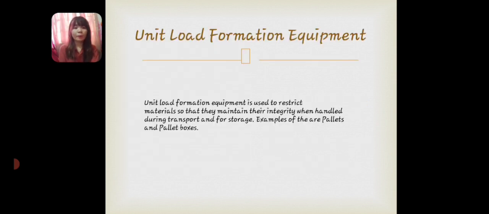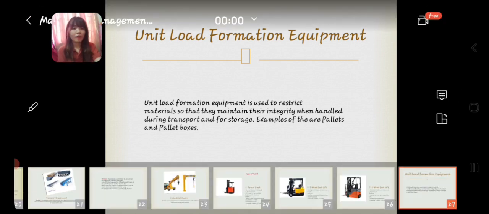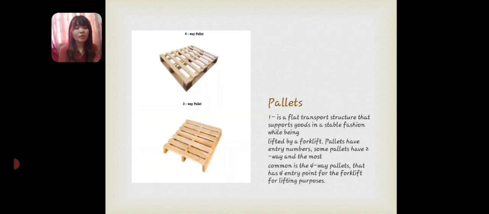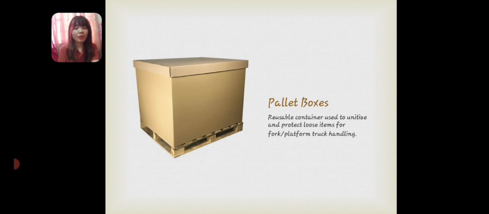Unit load formation equipment. It is used to restrict materials so that they maintain their integrity when handled during transport or for storage. Example dito yung pallets and pallet box. Next, ito yung pallets. A flat transport structure that supports goods in a stable fashion while being lifted by a forklift, pallets have entry points. Some pallets have two-way and the most common is the four-way pallet, with four entry points. Yan siya. At yung box, mas madalas ito ginagamit. Reusable container used to protect enclosed items or for platform truck handling.